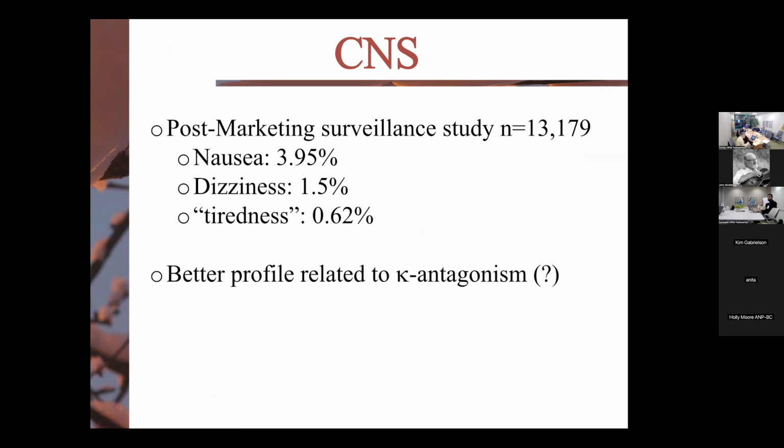Post-marketing surveillance, again, this is older data, but they were looking at 13,000 participants in research. And nausea was about 4%, but dizziness was only 1.5%, and tiredness was less than 1%. And again, could this be related to that kappa antagonism? That's the question that's out there.